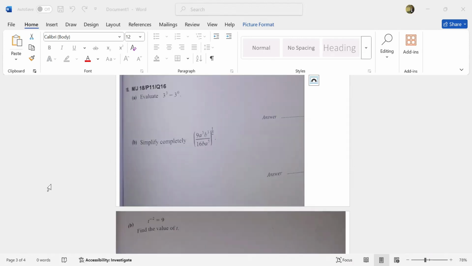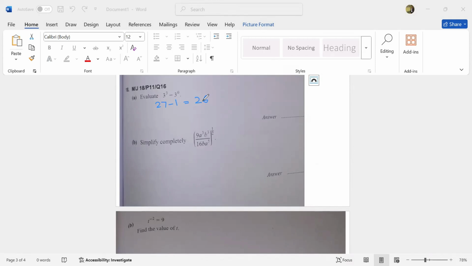3 cube means 3 into 3 into 3 gives us 27. Anything raised to the power 0 is 1. So we end up with 26 as our answer.